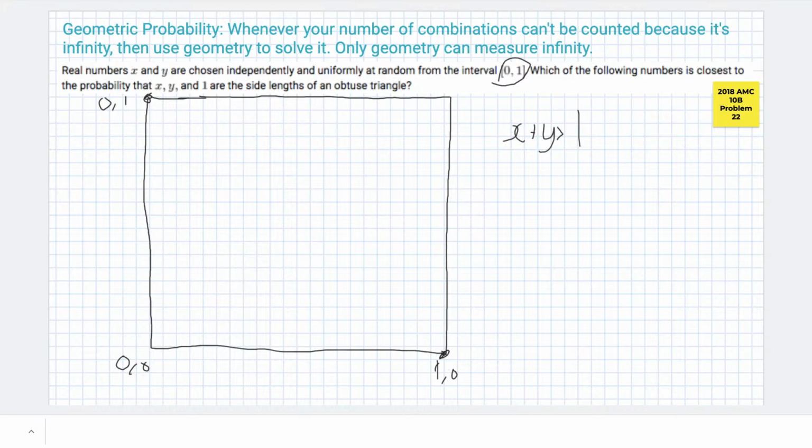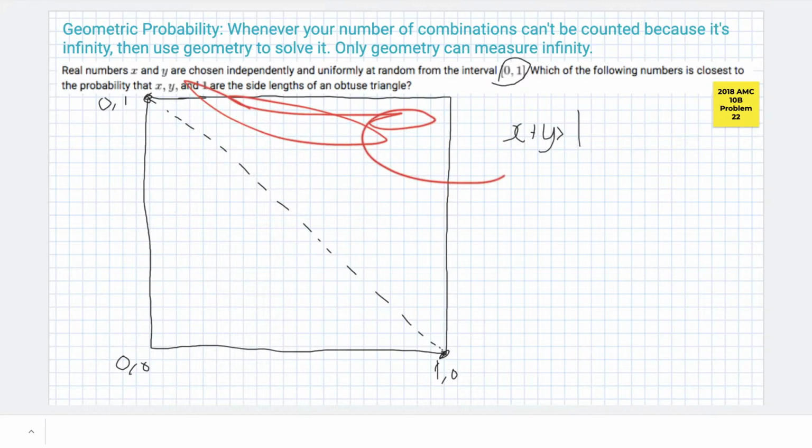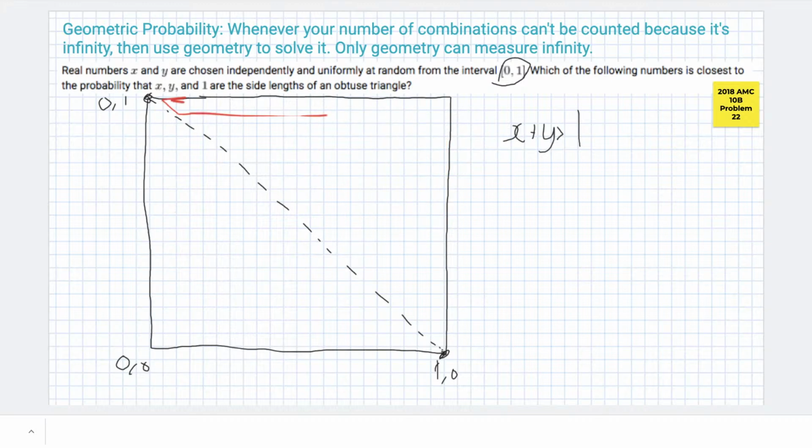Now to graph x plus y is greater than 1, you can simply first graph x plus y equals 1, which is this line here, which is just the diagonal of the square. And then the region we want is this whole thing, because if you add any x and y numbers in this region, then it will always be greater than 1. And now we have another case.